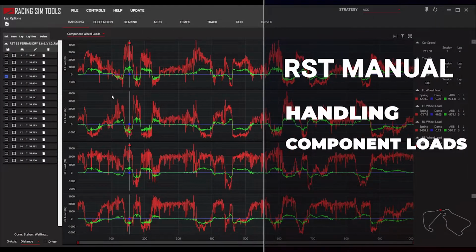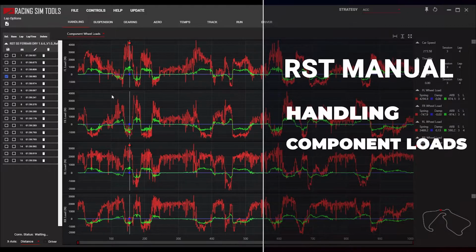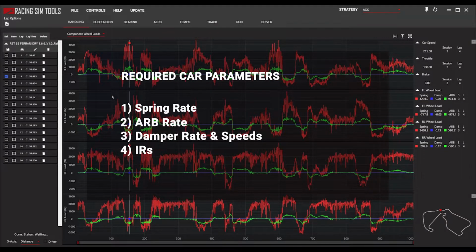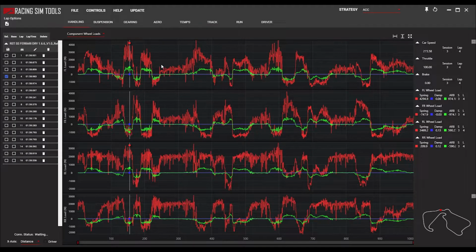The component wheel loads graph is really similar to the total wheel loads graph. What it's trying to do is calculate the total vertical load on each tire. You can see the four graphs here. They each represent each tire, so we have the front left, front right, rear left, and rear right tires.